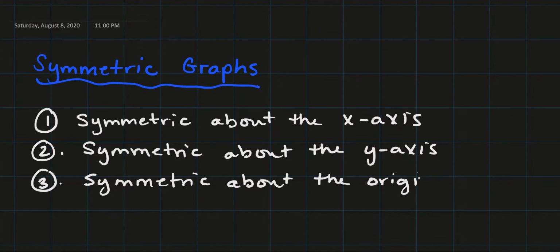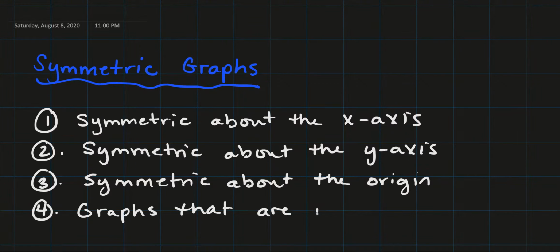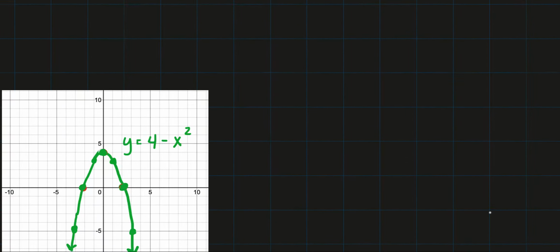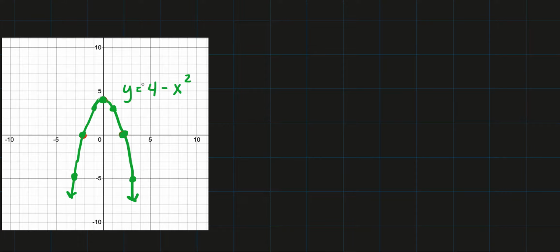We're going to look at some examples of each one of these cases, and we'll also look at graphs that are not symmetric at all. I think the best way to get started is to look at some of the examples we saw in the previous video and try to figure out if they're symmetric about the x-axis, y-axis, the origin, or not symmetric at all. One example we saw, we actually plotted this graph, y is equal to 4 minus x squared.